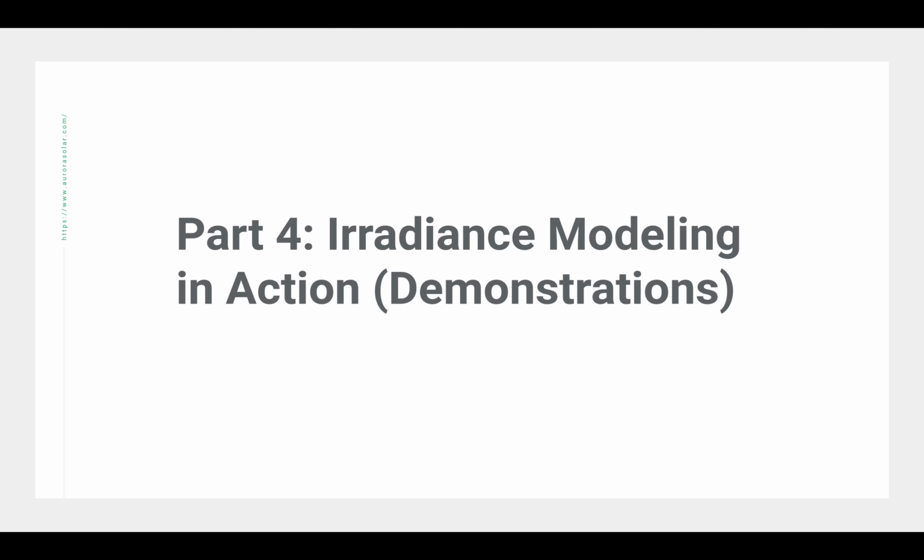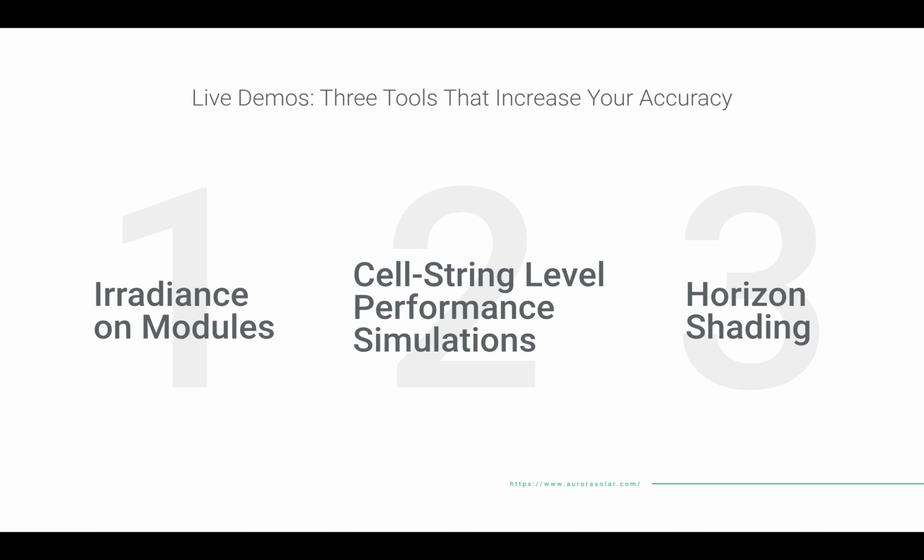Speaking of which, let's now explore a few software features that give solar contractors improved ability to accurately model irradiance and energy production. I'm going to demonstrate 3 tools in Aurora Solar that can be super valuable. 1, how showing the irradiance directly on the modules can help make good design decisions. 2, how cell string level performance simulations are more accurate when taking a module's configuration of bypass diodes and cell stringing into account. And 3, adding horizon shading to the equation of shade impact on energy performance.